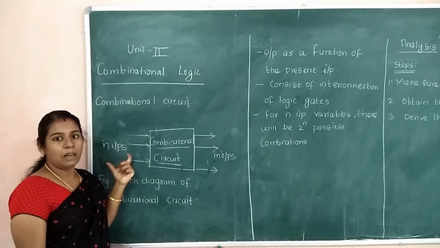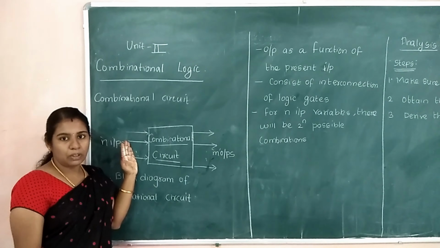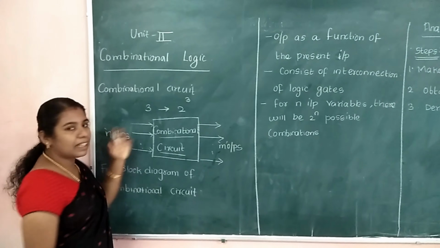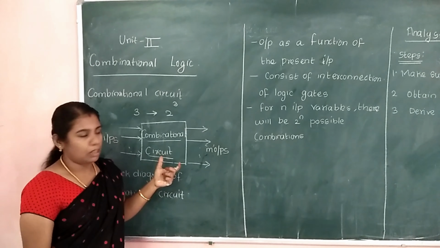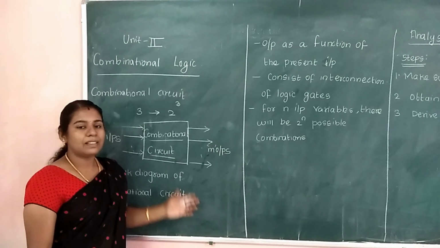Here there are n inputs and m outputs. So it generates the output as a function of the inputs. For n inputs, 2 power n possible combinations of the input sequence will be there. So for 3 inputs it should create 2 power 3 input combinations. For those input signals, it should generate the output. So the output will be a function of the input.